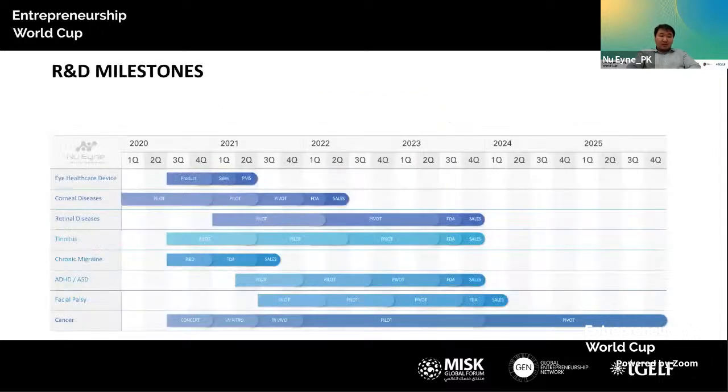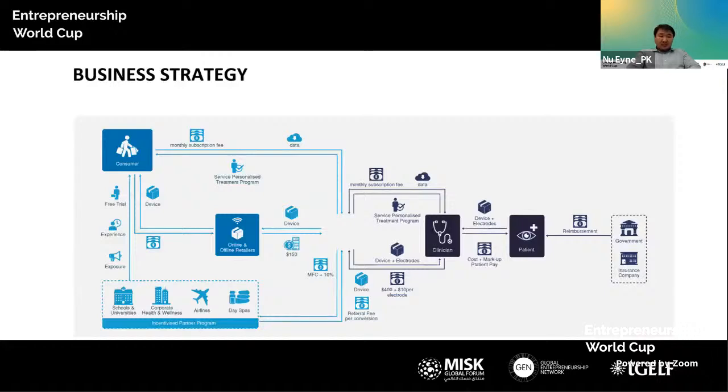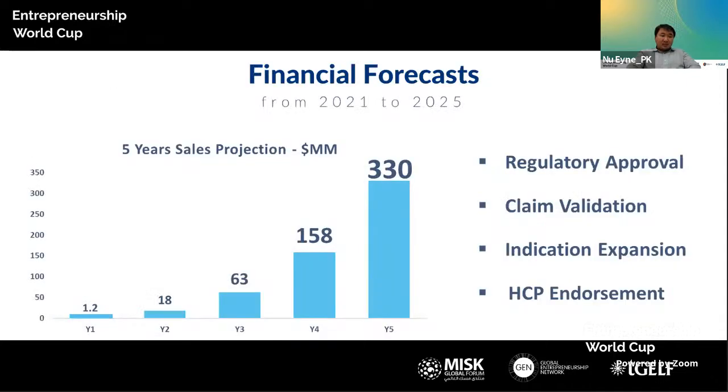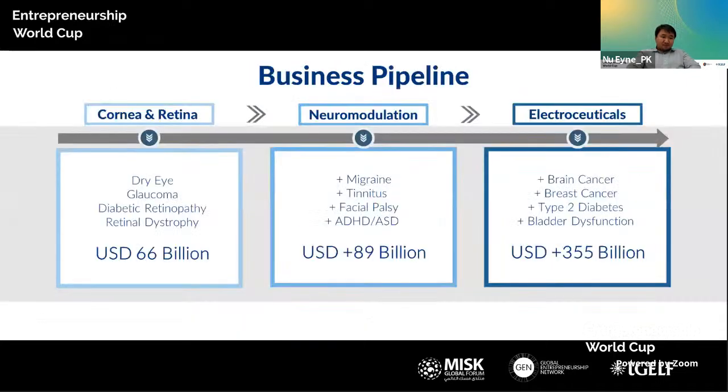Our R&D milestones are mostly in clinical phase now, with the release at the end of 2023. Our business strategy is in both direct sales and subscription model. The platform of electrocircles can provide a full range of prevention, treatment, and management of diseases. Our forecasted sales is as follows. We expect the growth of the market entries.